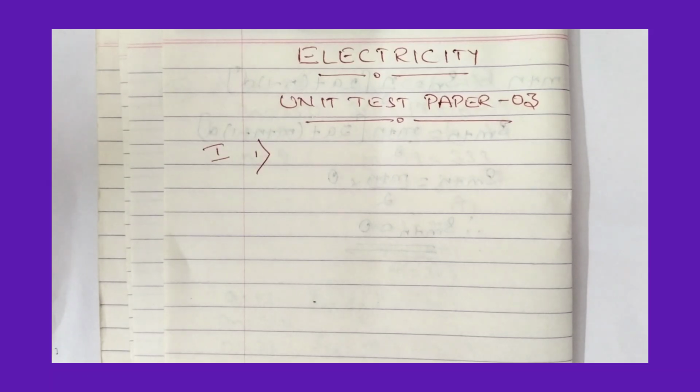In this video we are going to continue class 10 science. This is electricity unit test paper number 3. So let us answer the first question. In the previous video we answered unit test paper number 2. Now let us move to unit test paper number 3.